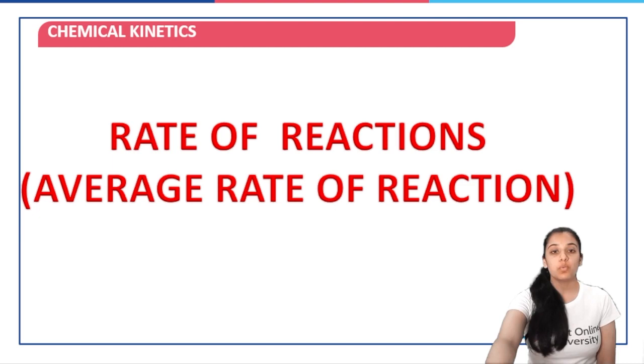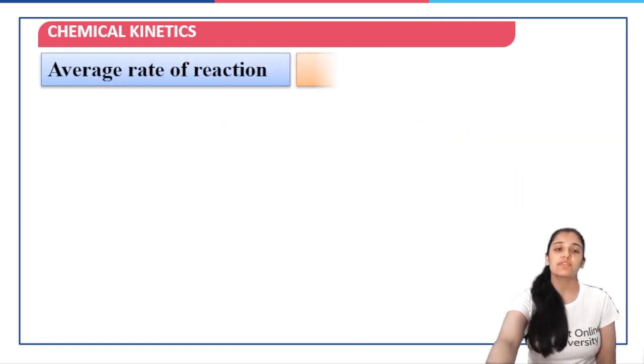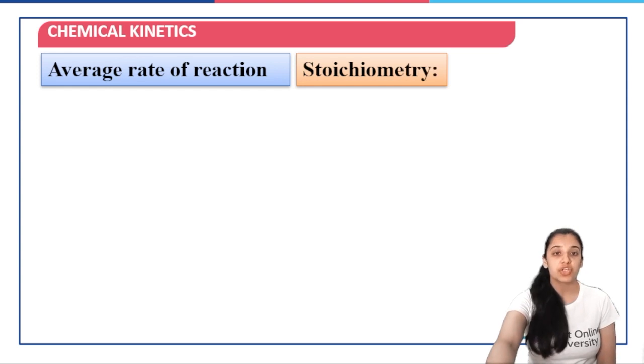Now we move on to the rate of reactions, where we will talk about the average rate of reaction. We have already discussed what the average rate of reaction is, but now we are also bringing into account the stoichiometry, as we have seen in the last question that we have done.